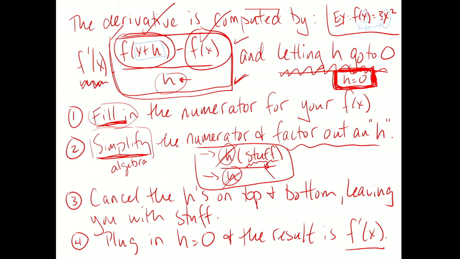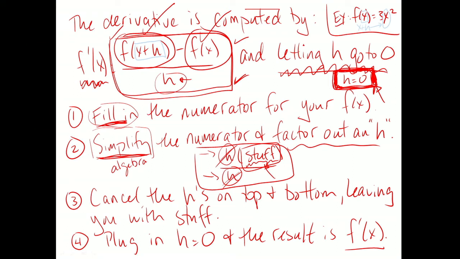But once I've done step 2 and step 3, I should say, once I've done step 3, I have canceled out the h that's on the bottom, which means all I'm left with is stuff, which is no longer a fraction, or no longer has an h in the bottom. So finally, at last, I'm able to do the magical moment where I plug in h equals 0.